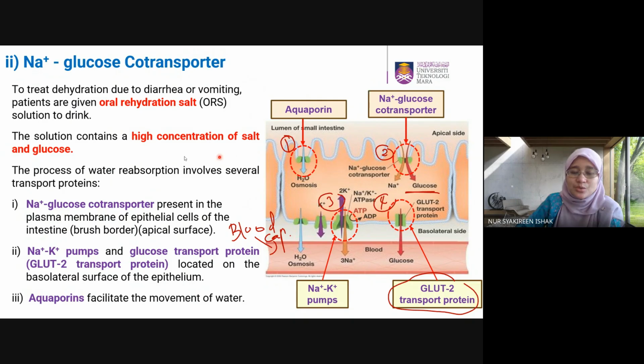Okay. So to treat this, the doctor will give you the salts, the air garam lah kan ya dalam paket-paket tu, oral rehydration salts. So the solution contains a high concentration of salt and glucose. Ya, awak minum dia rasa manis-manis masin macam tu kan. So the process of water reabsorption involves several transport protein. Kita habiskan slide ni, nanti kita sambung.